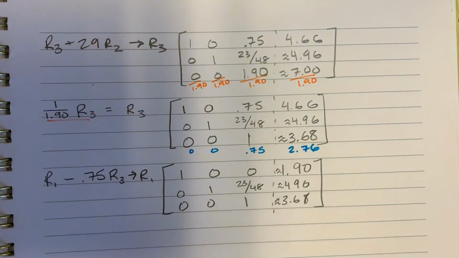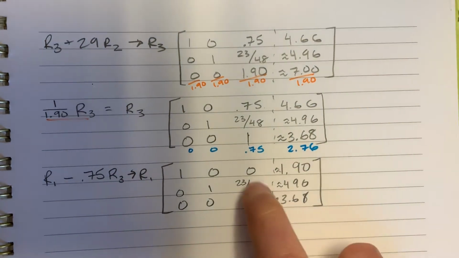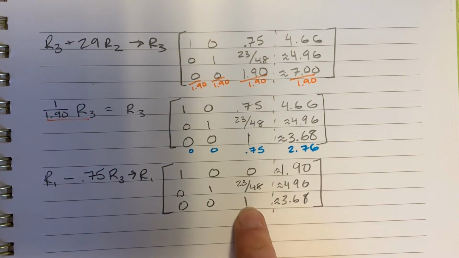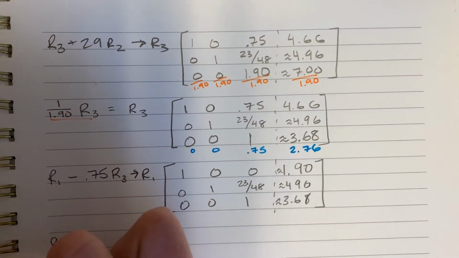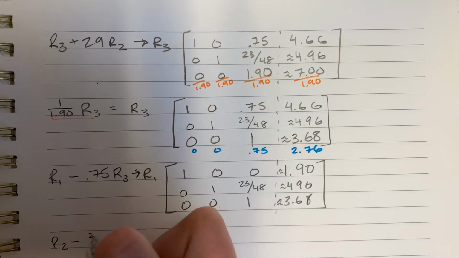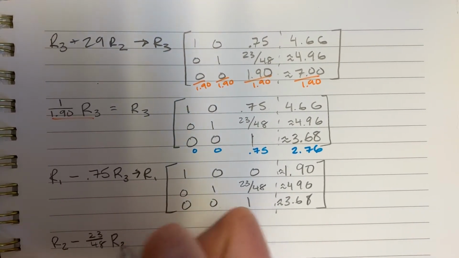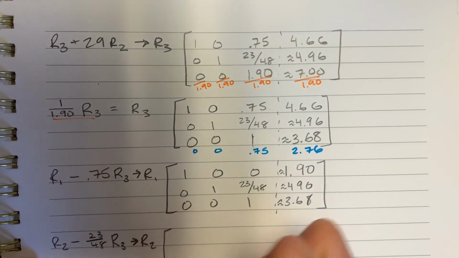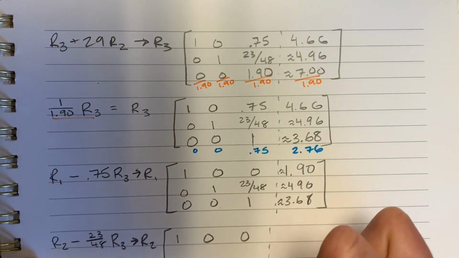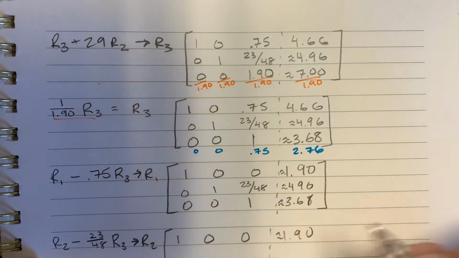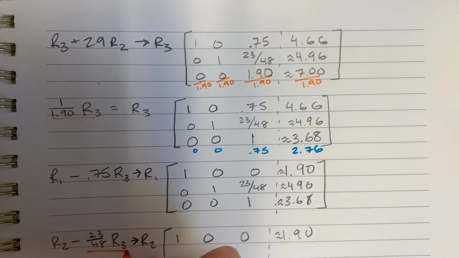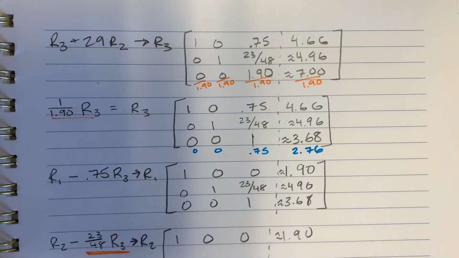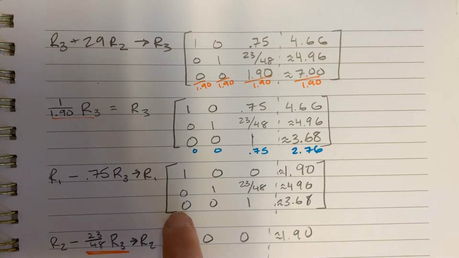Awesome. Okay. And then I need to do the same thing with this number. So I'm going to multiply 1 by 23 over 48 and then subtract them. So my row 2, subtract 23 over 48 of row 3, and that'll get me my new row 2. First row stays the same. Okay, I'm going to do this in a different color. So, got this guy right here. So I'm multiplying this guy by 23 over 48.